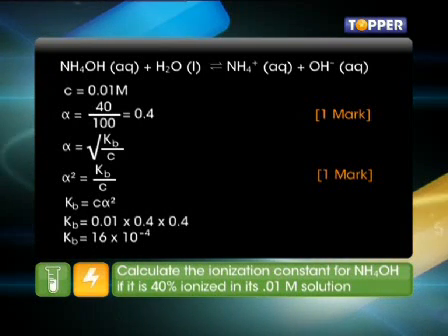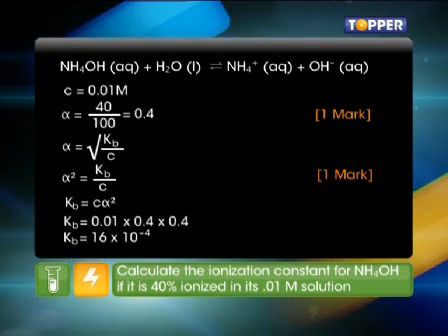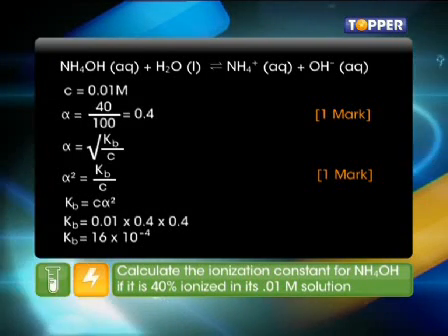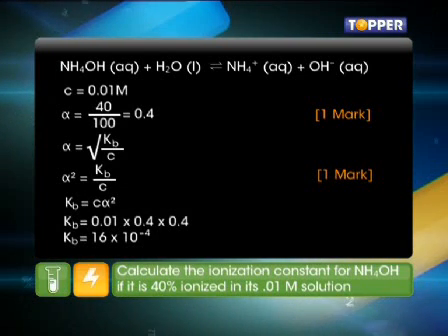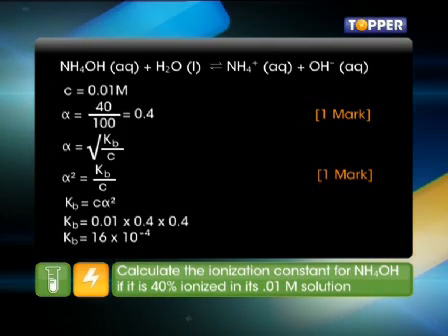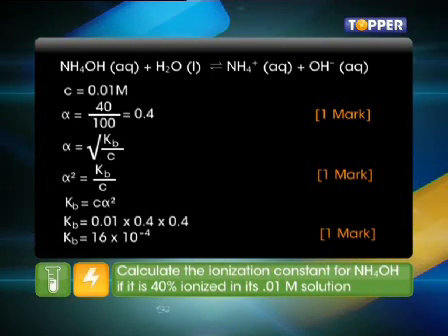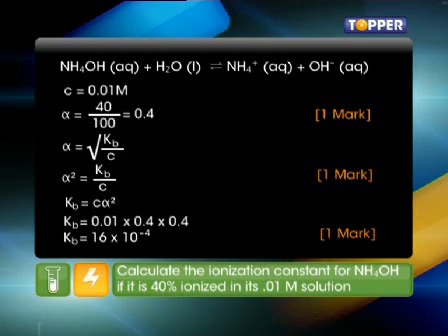Substituting the values of alpha as 0.4 and C as 0.01 in the formula, we will get the value of ionization constant for ammonium hydroxide Kb as 16 into 10 raised to power minus 4. Calculating this final value correctly will fetch you another 1 mark, taking your tally to the desired 3 marks.